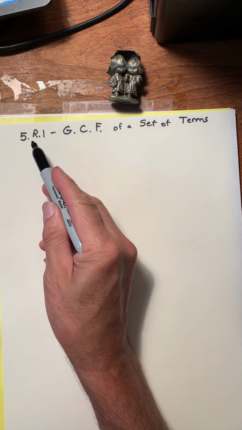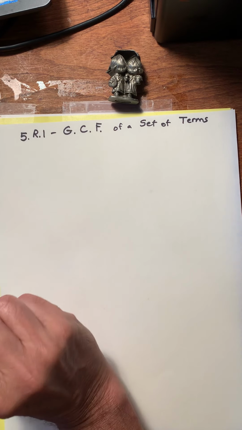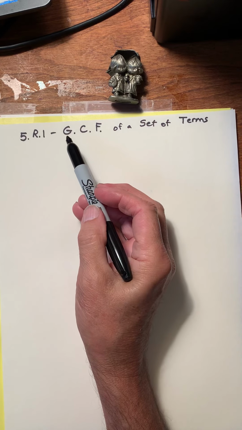Notice it's 5.R.1. The R is for review, which means this stuff should be not too challenging. So you should be happy every time you see an R show up in one of our assignments. This is talking about finding the greatest common factor of a set of terms.